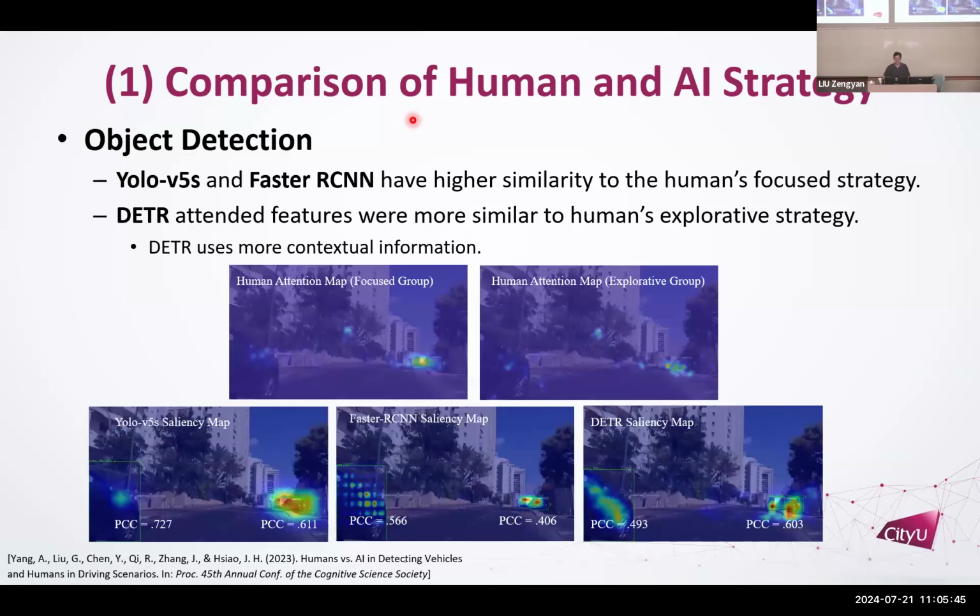We also looked at the comparison of the actual strategies between human and AI for detection. We found that the transformer-based models are more similar to the explorative strategy of humans, but the CNN models are less similar, or more similar to the focus strategy. That makes sense because transformers use all the contextual information.